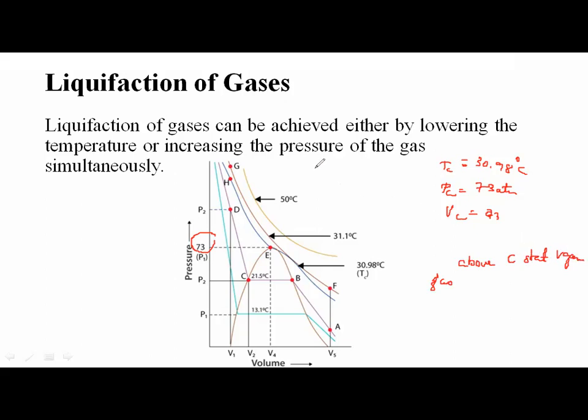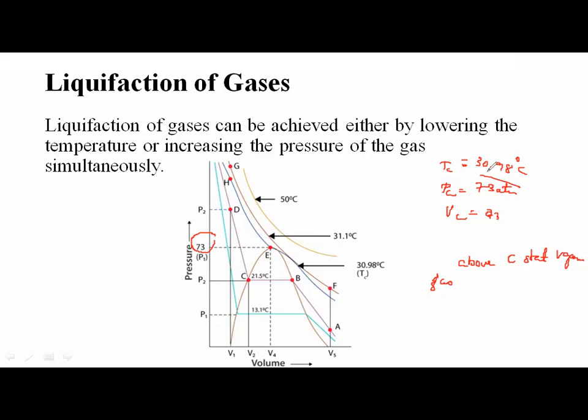So it converts to liquid state at 73 atmosphere and 30.98 degrees Celsius. They are called critical pressure and critical temperature respectively. At this critical temperature and critical pressure, the volume of 1 mole of gas is known as critical volume. Further, if you raise the pressure, it compacts the liquid. So the carbon dioxide curve depicts the compressibility of the liquid.